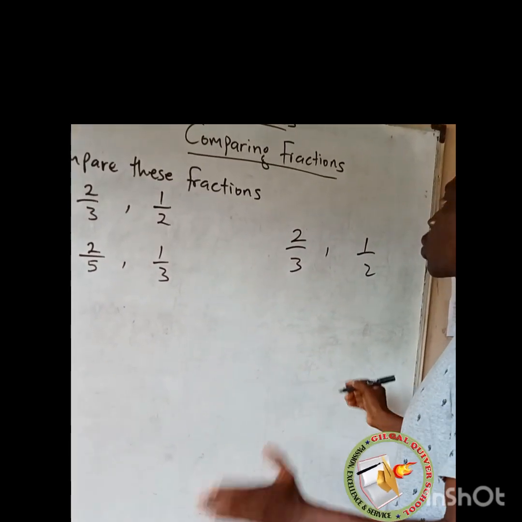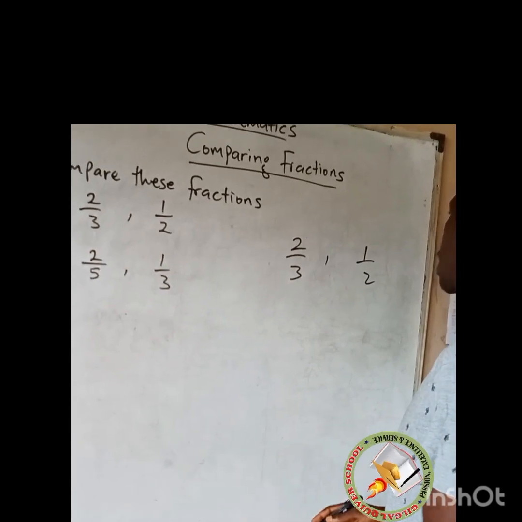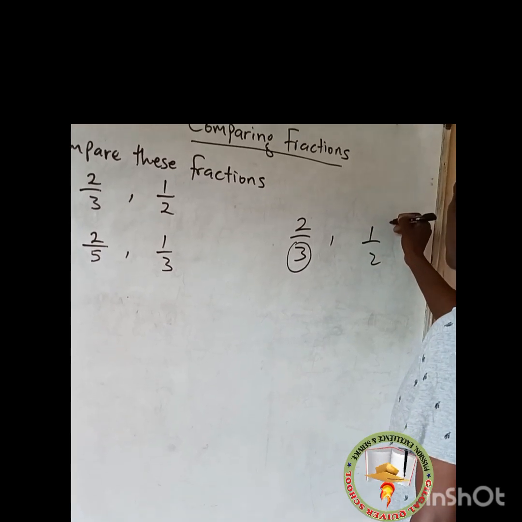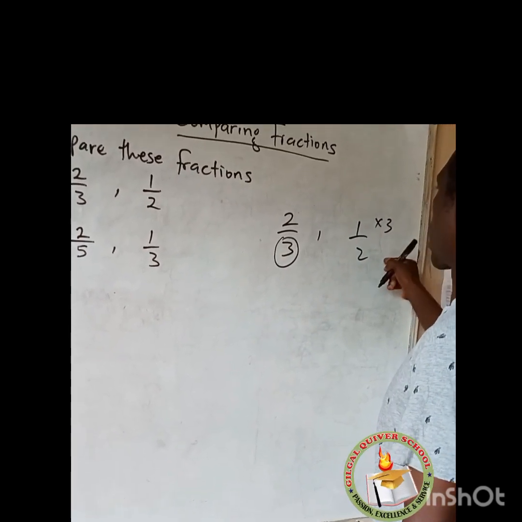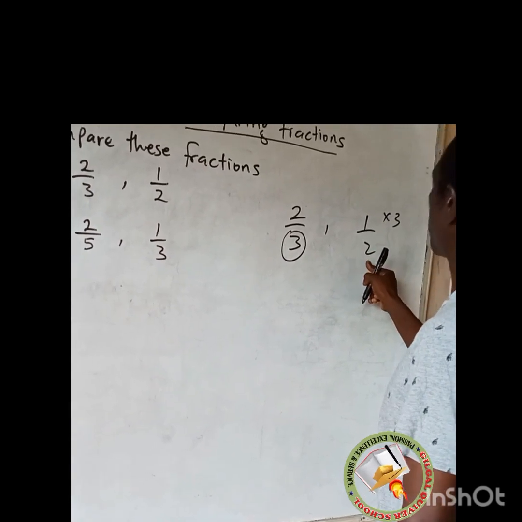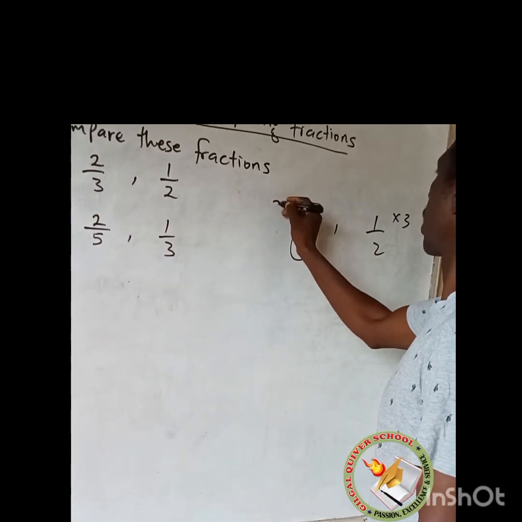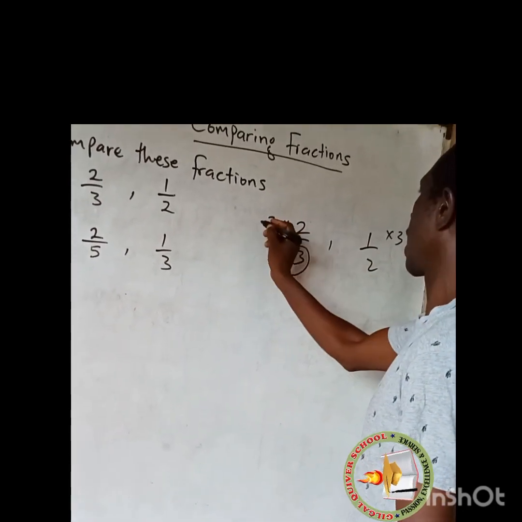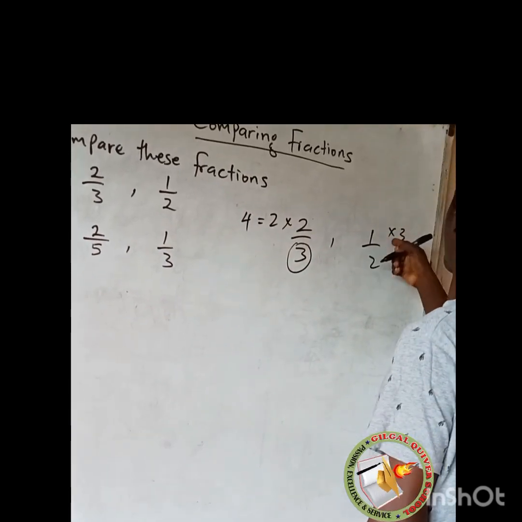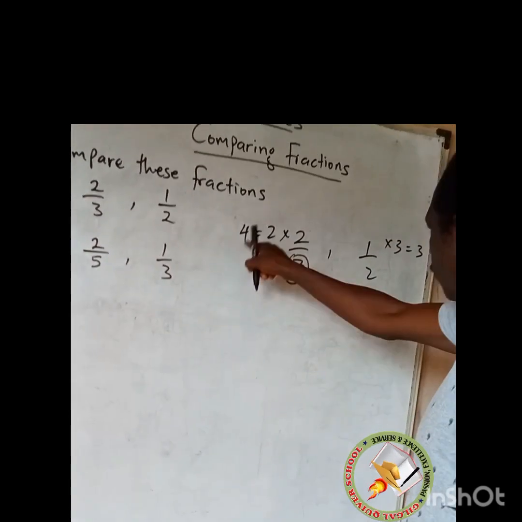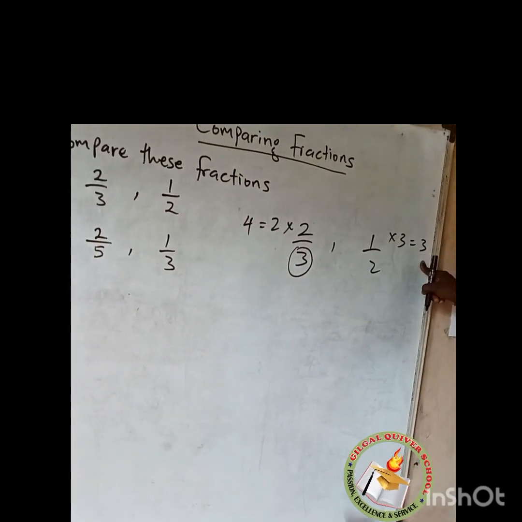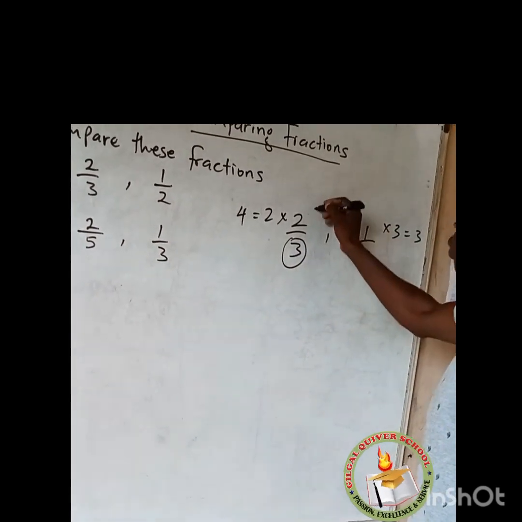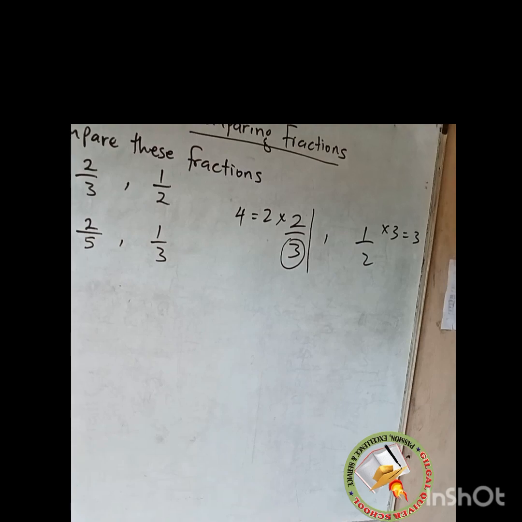The simplest way you can ever do to compare these fractions is just to multiply the denominator of the first one by the numerator of the second one. Then multiply the denominator of the second one by the numerator of the first one. So now, you have 2 multiplied by 2 is 4, 1 multiplied by 3 is 3. So between 4 and 3, which one is bigger? Of course, 4 is bigger than 3. It therefore follows that 2 over 3 is a bigger fraction.